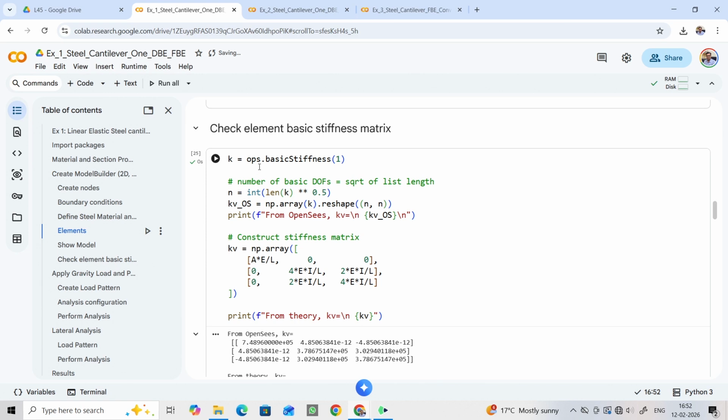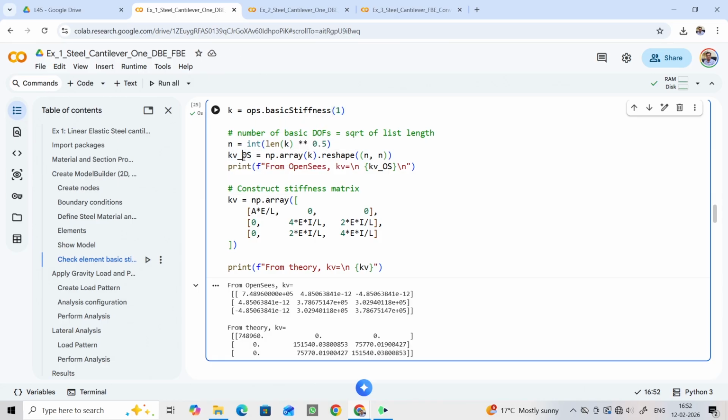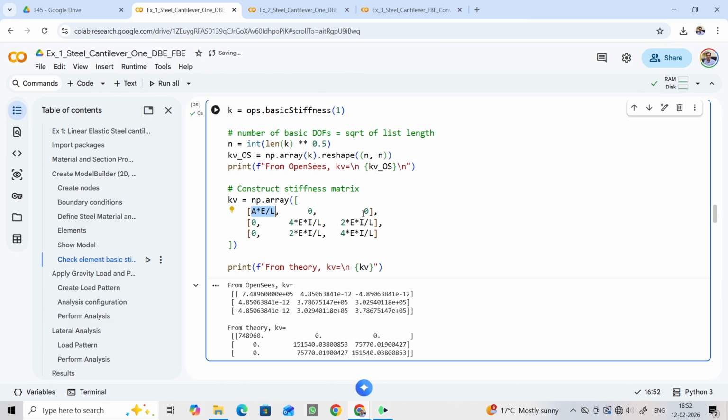Now, let us first check the stiffness matrix. So, from OpenSees you can get the basic stiffness matrix, basicStiffness within brackets the element number, which is 1 here. Okay. Now, what I am doing, I am doing all this to print it in this manner. So, this is the OpenSees basic stiffness matrix. If you go back to the lecture on displacement based element or on force based element, and even if you go back to the direct stiffness method approach, which we started at the beginning of this semester, you will see that Kv is A by L, 0, 0, 0, 4EI by L, 2EI by L, 0, 2EI by L and 4EI by L. So, I am printing that one as well.